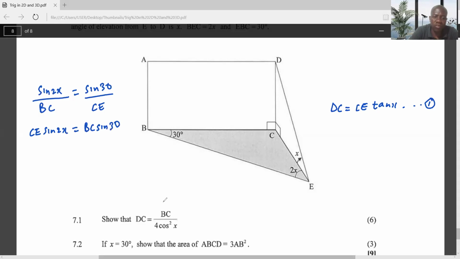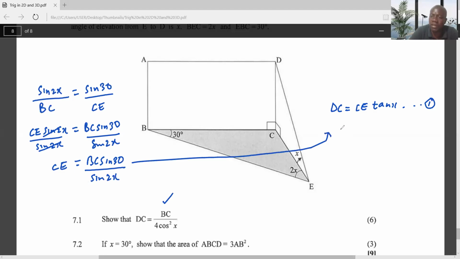Remember, BC is part of it. So let's divide by sine 2x. Now we know CE. CE is BC sine theta over sine 2x, and sine theta we know is half. Even if we do not expand, let's come to this expression where there is CE and substitute. So CE will be equal to BC sine of theta, we know sine of theta is half, over sine 2x, multiplied by tan x.